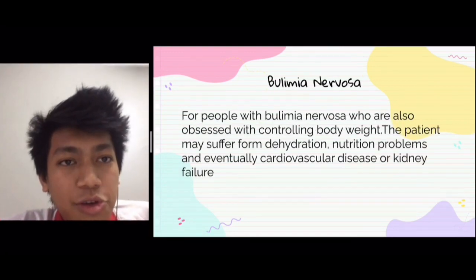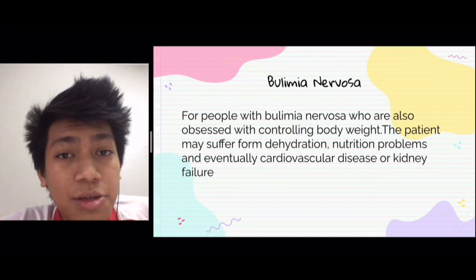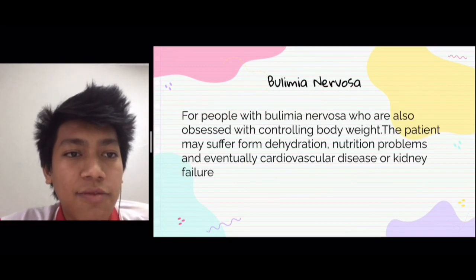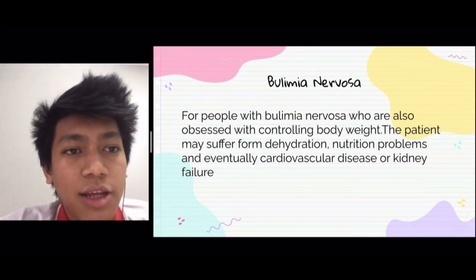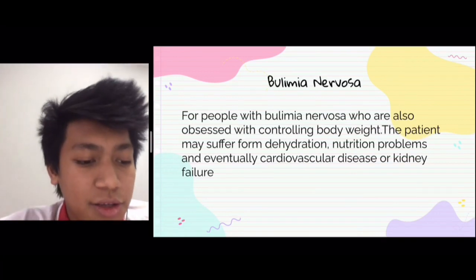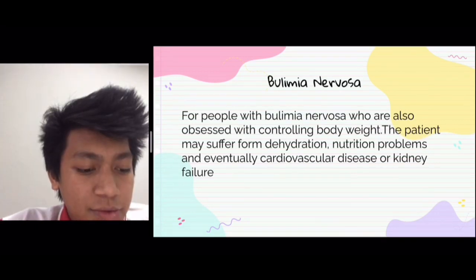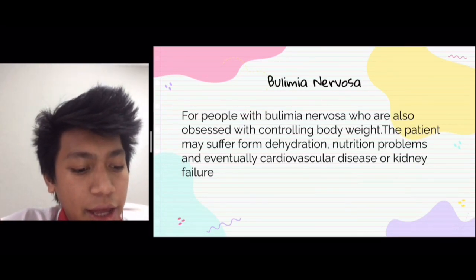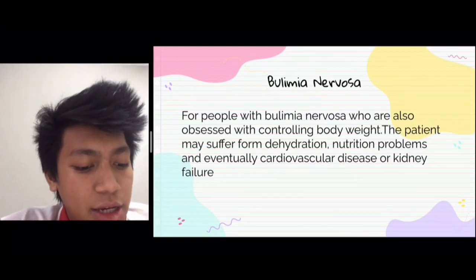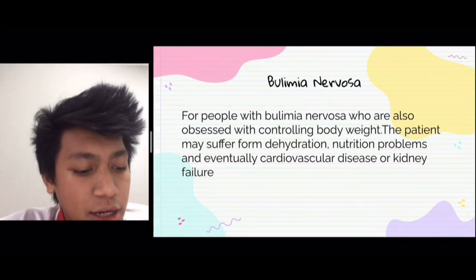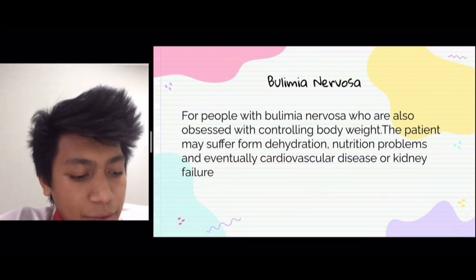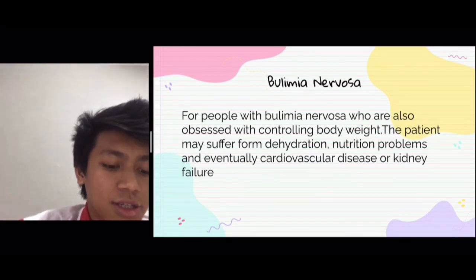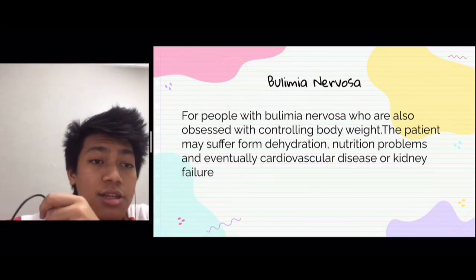Next, bulimia nervosa. People with bulimia nervosa are also obsessed with controlling their weight. They will eat a lot and vomit out the food that they have eaten or take laxatives that cause diarrhea. In the long run, the patient may suffer from dehydration, nutritional problems, and eventually cardiovascular disease or kidney failure.